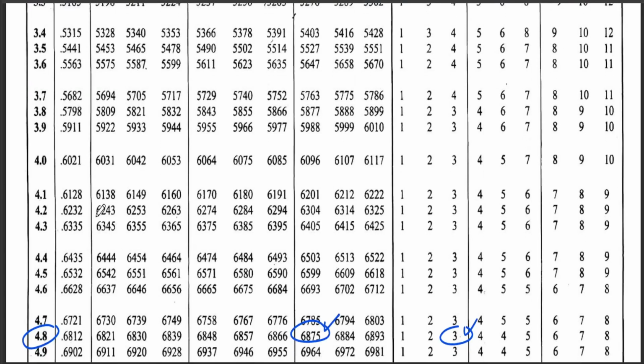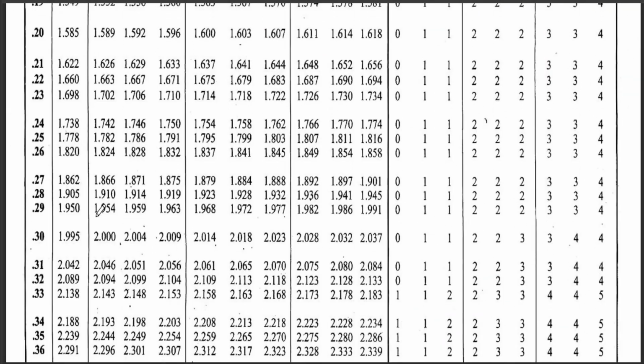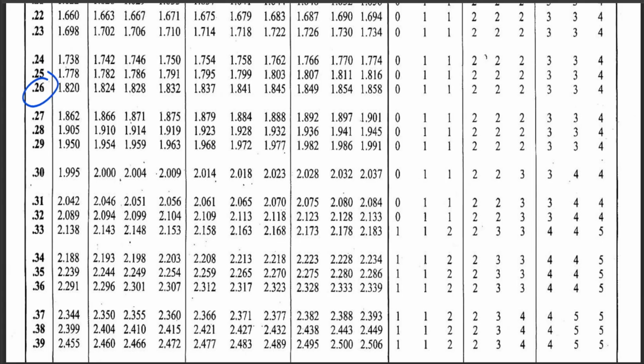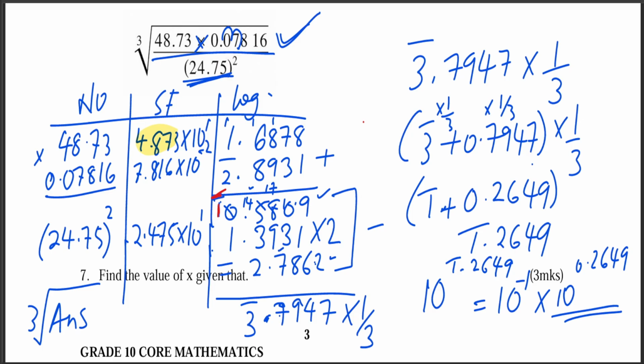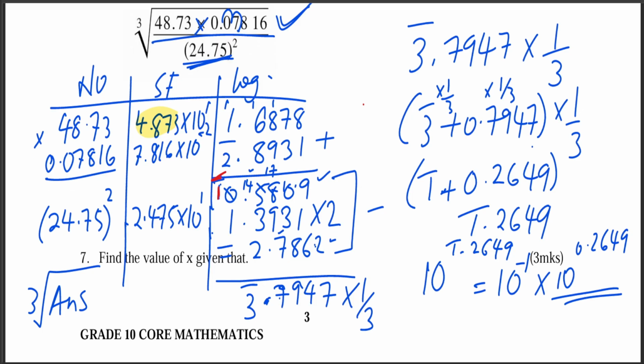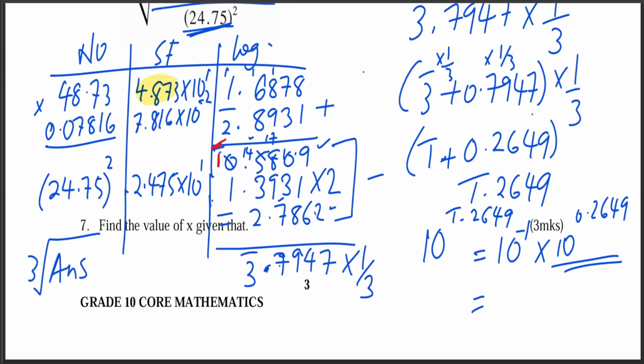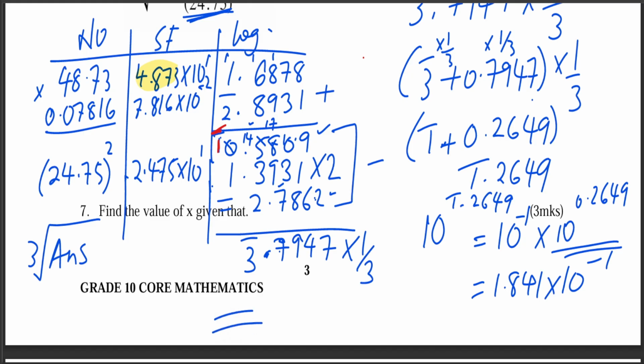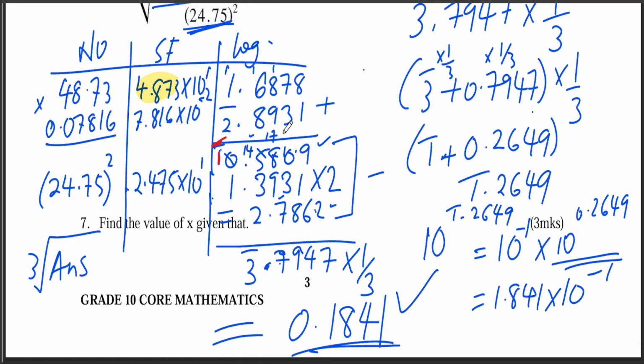So come here, 0.2649, 0.2626 and 4, 9 is supposed to be 9 here, so 1.837 plus 4, 1.841, 0.841 is the antilog of 0.2649 times 10 power negative 1, and your final answer will be 0.1841. See, as simple as that. Let's continue with question 7.